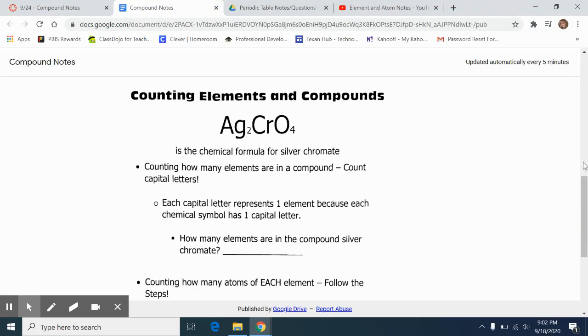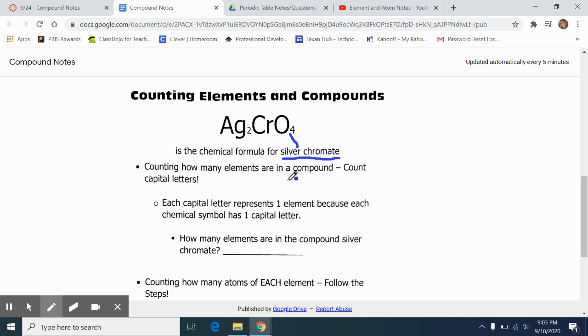All right, guys, this is part 2 of your compound notes. In this part, we're going to learn how to count the number of elements and compounds. So right here, we have a compound. This is the chemical formula for this thing called silver chromate right here. So this is how we represent silver chromate.